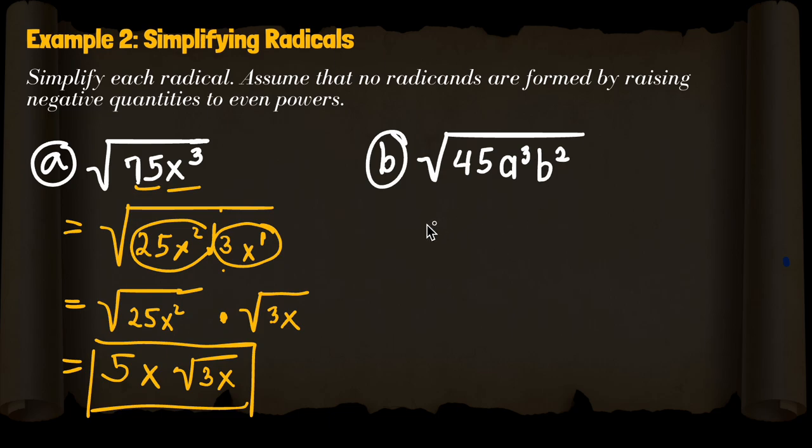Now, number 2, or letter B, square root of 45 a raised to 3, b squared. So, paano ito sinusolve? Paano ito sinisimplify as each radical? Look for the greatest perfect square that divides 45 a raised to 3, b raised to 2. Okay? So, alamin natin, ano na ba yung mga perfect square na yon? I think 9 is the greatest perfect square that divides 45, right?